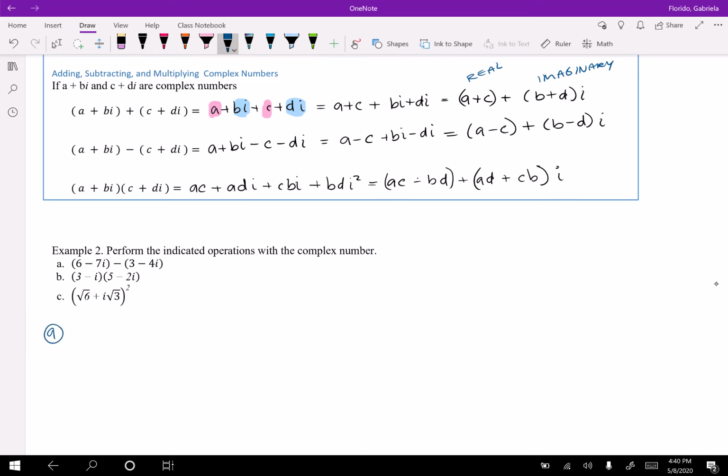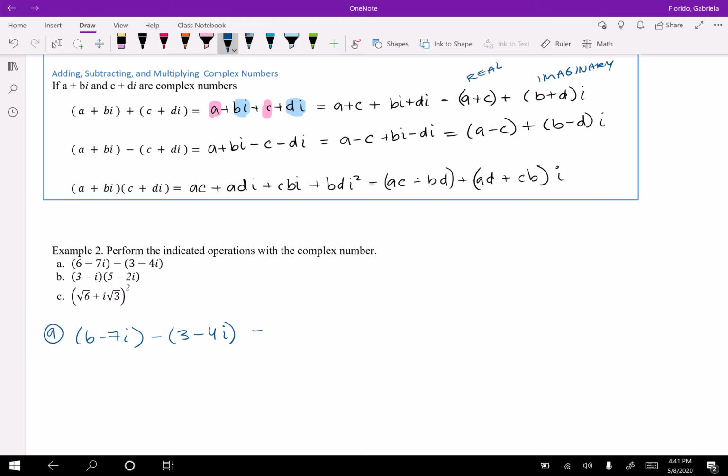So A is 6 minus 7i minus 3 minus 4i. So again, there's two methods. You can just do FOIL, combine like terms, you'll get the same answer. You can just use the formula that we ended up getting. Where for part A, that would be subtracting them. So you would just subtract the real parts and then subtract the imaginary parts and then add them together. It's going to give you the same thing.